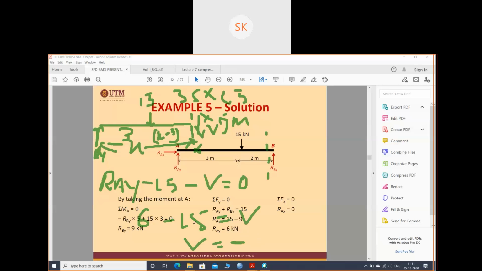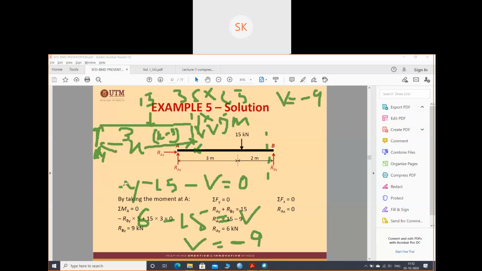What will be 15 minus 6? Solve in your copy. 9. So I'll get 9. 15 minus 6 is 9. So I'll get V as minus 9. See, I got V as minus 9, right?